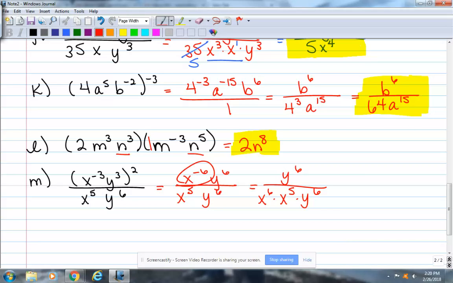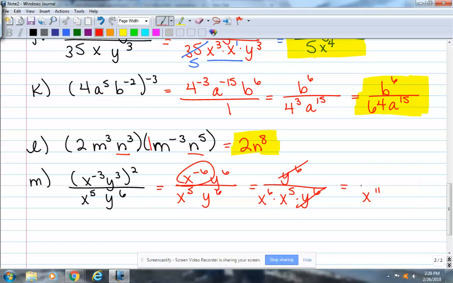So, what do we do with those x's? We add them and keep it on bottom. So, what's 6 plus 5? 11. And what about those y's? What do you get? 0. And what's anything to the 0 power? 1. So, you divide them and you get 1. They cancel out, basically, mathematically.